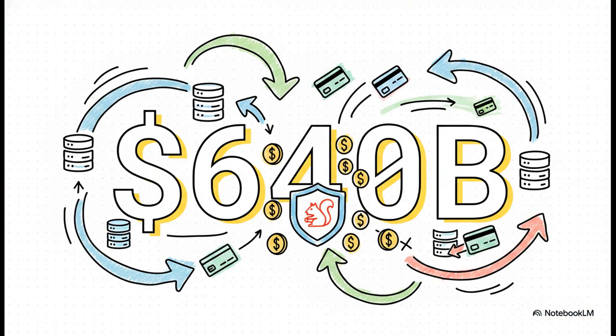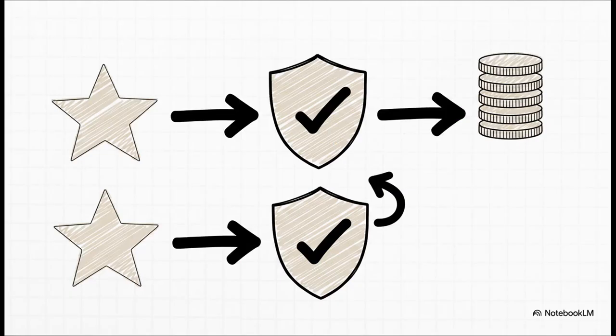$640 billion. Just wrap your head around that. That's the staggering volume of financial transactions Stripe processes every single year. And sitting right smack in the middle of that highly critical infrastructure is a ridiculously optimized Redis caching architecture, built to do exactly one thing flawlessly: prevent duplicate charges.